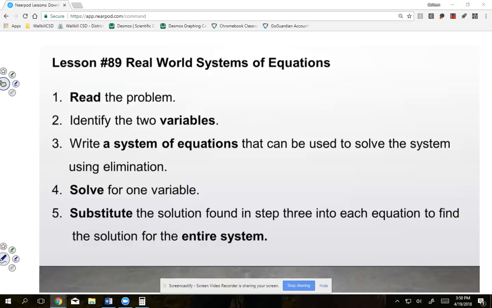Four, solve for one variable. Five, substitute the solution found in step 4 into each equation to find the solution for the entire system. Please excuse the bell. So let's take a look at this first one together.